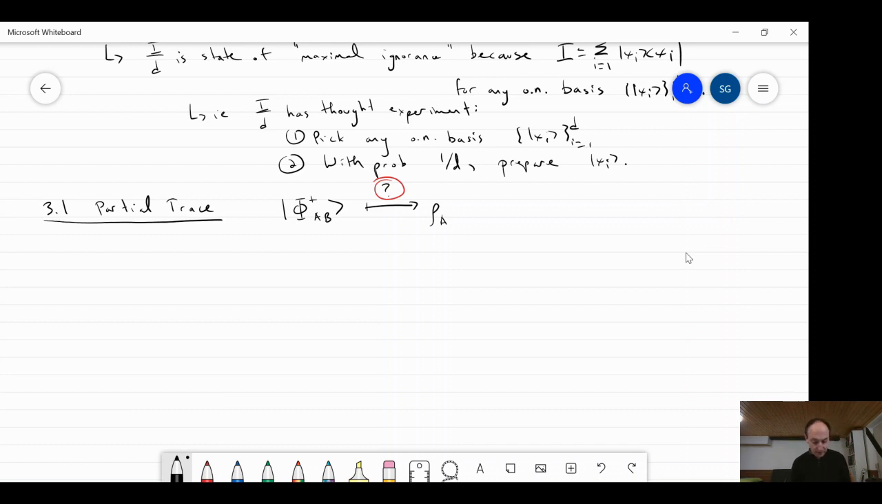Okay, so in the great words of one of my esteemed teachers, John Watrous, you're going to take half the system and flush it down the toilet. Okay?